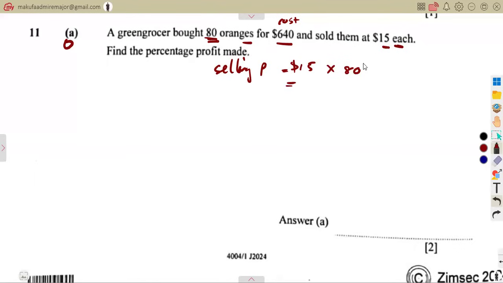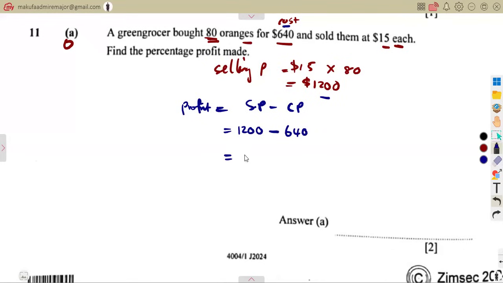Take note of what you're given. Each is $15, but they are 80. So what is going to be the selling price? $1,200 if you multiply properly. Then the question was find the percentage profit made. So in order for you to have the percentage profit, you're supposed to calculate the profit first, from the selling price minus the cost price, which is we sold this at 1,200 minus the cost. What was the cost price in the first place? So this was going to give us $560 as the profit.